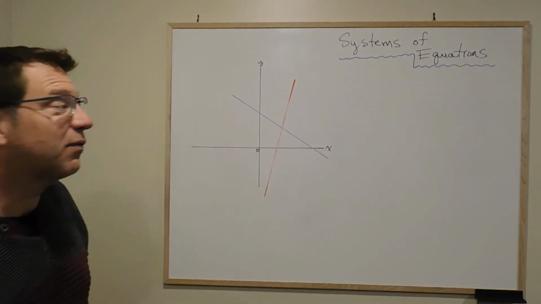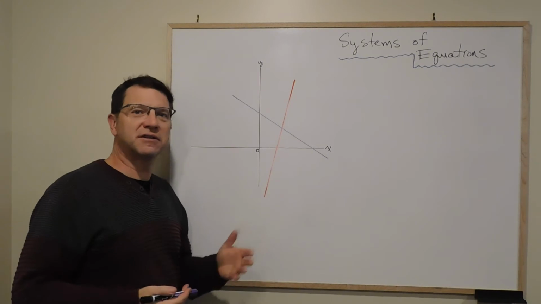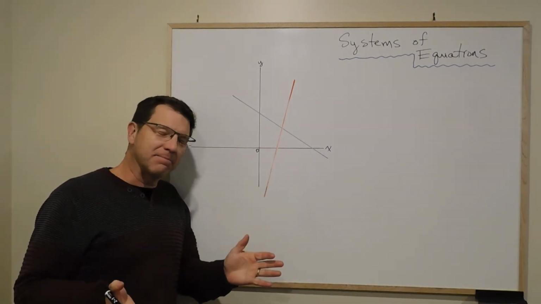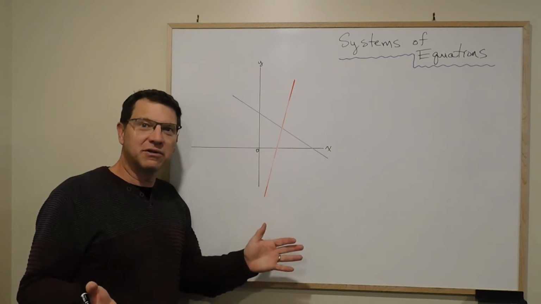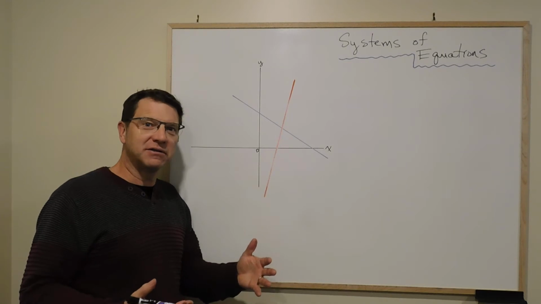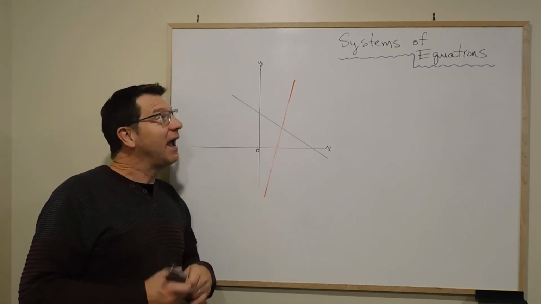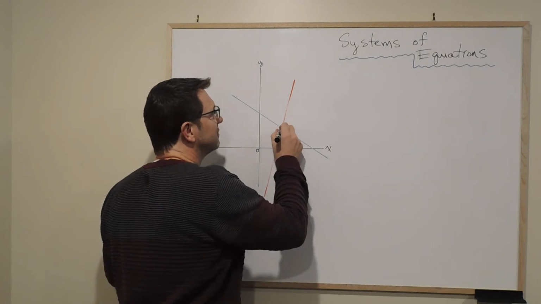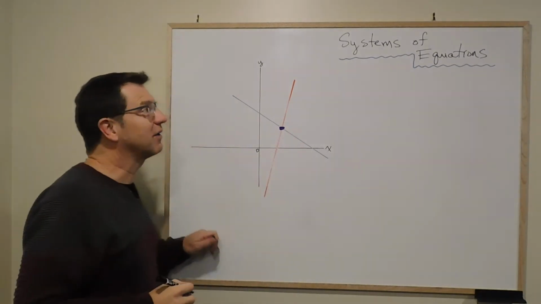So you have two equations. And you'll get a question that says to solve a system of equations. Now this blue line will have an equation. We looked at that in the last PowerPoint. And the red line will also have an equation. We looked at that in the last PowerPoint. And the solution to a system is where they cross.